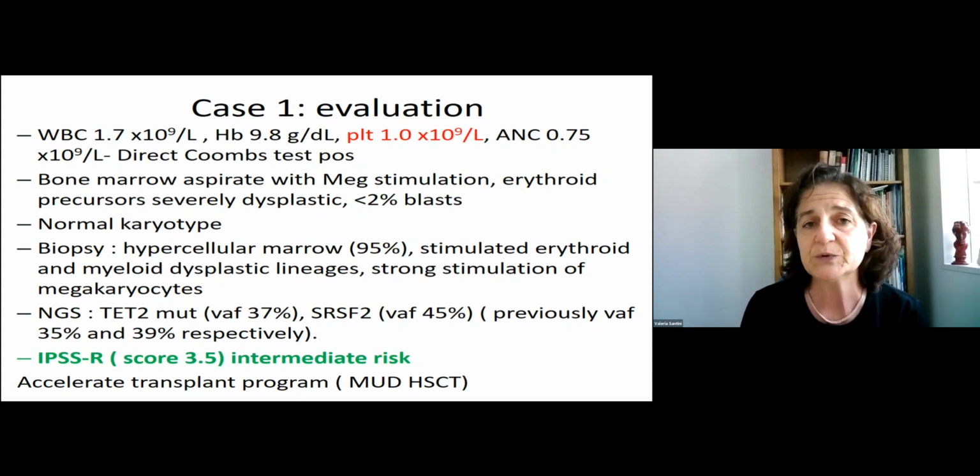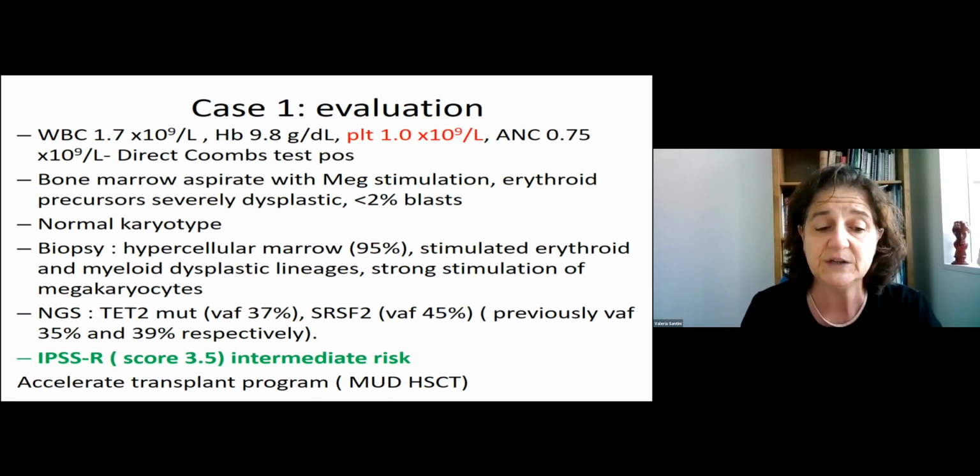The bone marrow aspirate is superimposable to the previous one, but there is a megakaryocyte stimulation. There are no blasts, no abnormal karyotype. The biopsy confirms the strong stimulation of megakaryocytes. NGS indicates the presence of two mutations, TET2 and SRSF2, with 37 and 45 variant allele frequency respectively, only very slightly increased from the previous determination. Therefore, this patient has now an IPSS-R score of 3.5, intermediate risk.